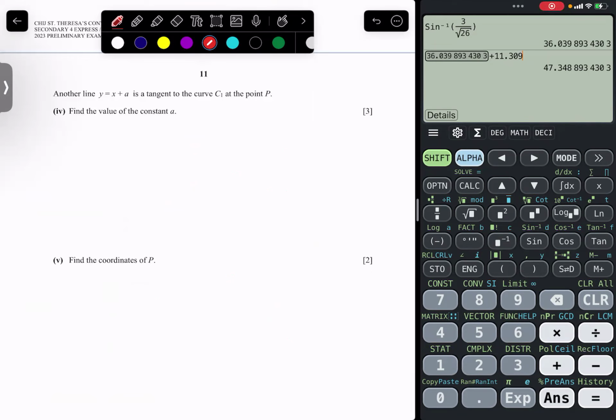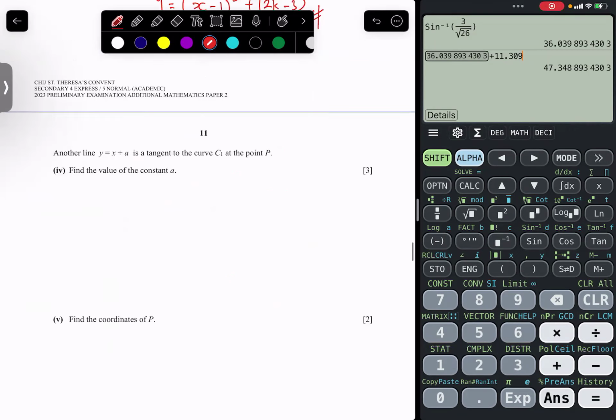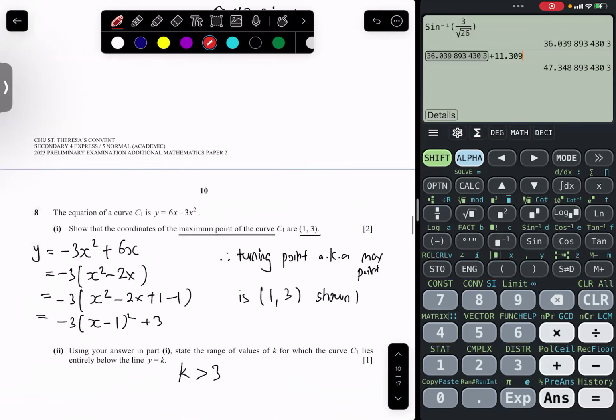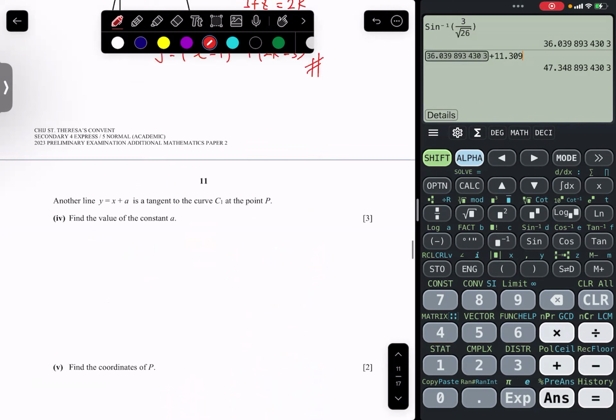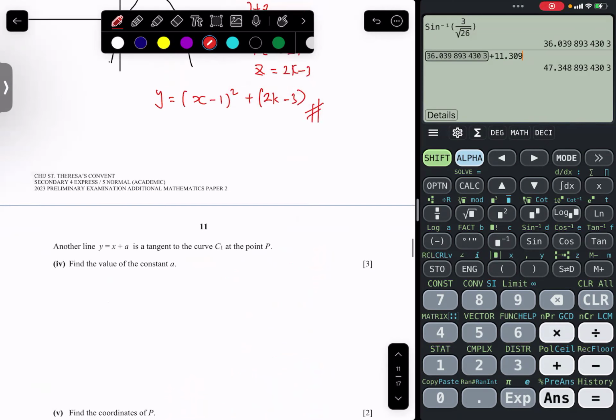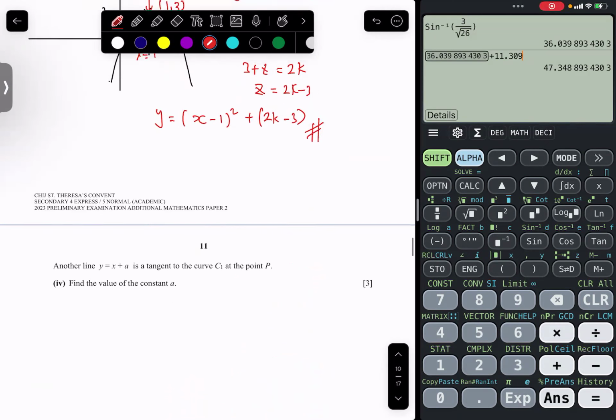Okay, another line y equals x plus a is a tangent to the curve C1 at point P. Find the value of the constant a. Where is point P? Okay, y equals x plus a is a tangent to the curve at point P.